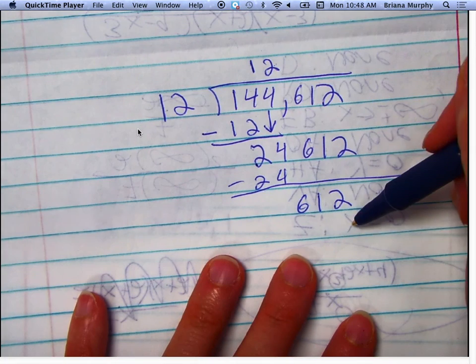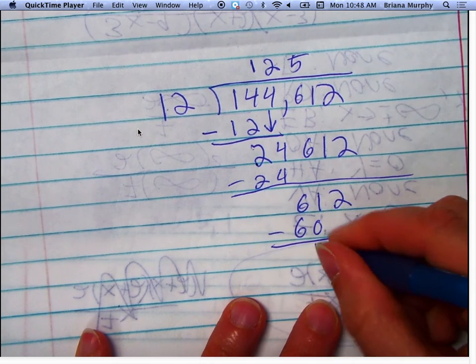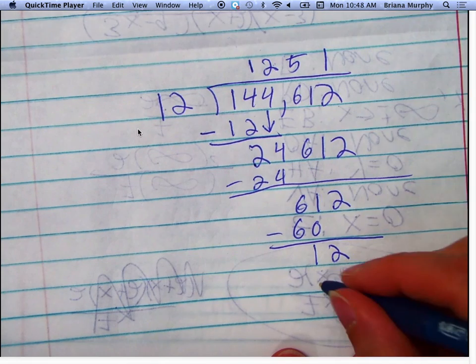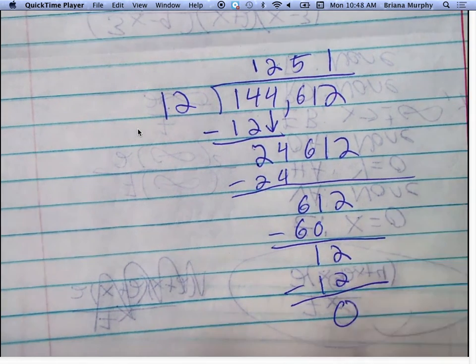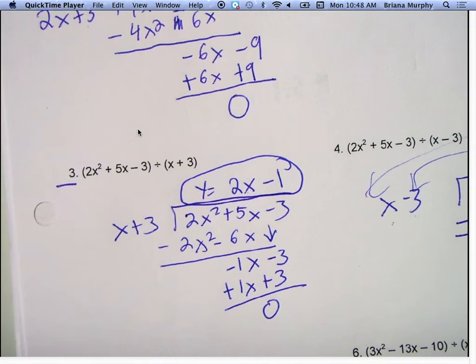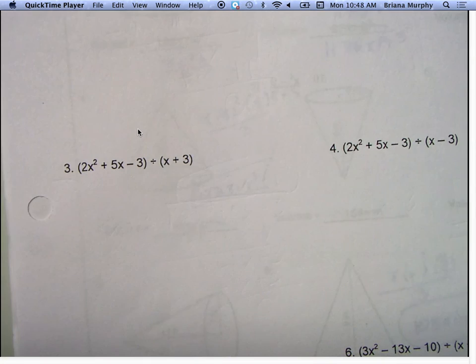12 goes into 61 how many times? 5 times 12 is 60. Minus 12. 12 goes into 12 one time. 1 times 12 is 12. You subtract, and that gives you your answer. You have to subtract each time. It's what division is. Forgot to put the 0 back.